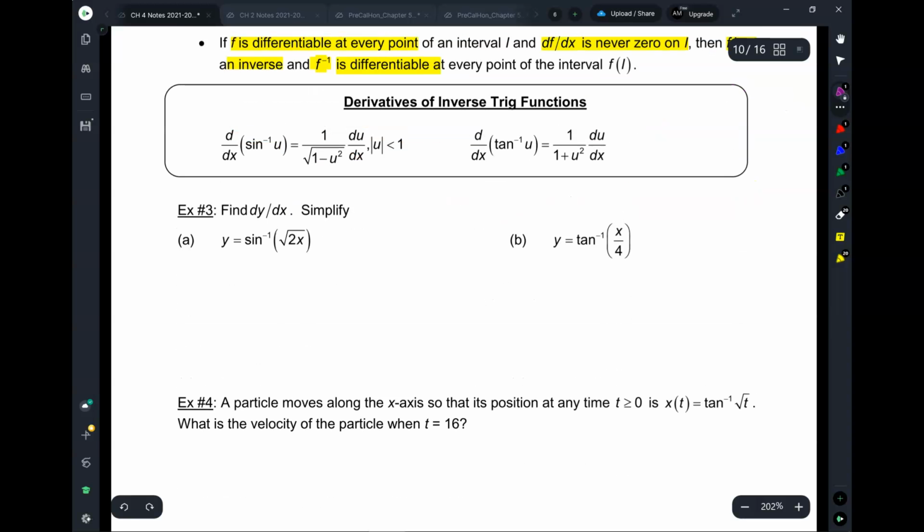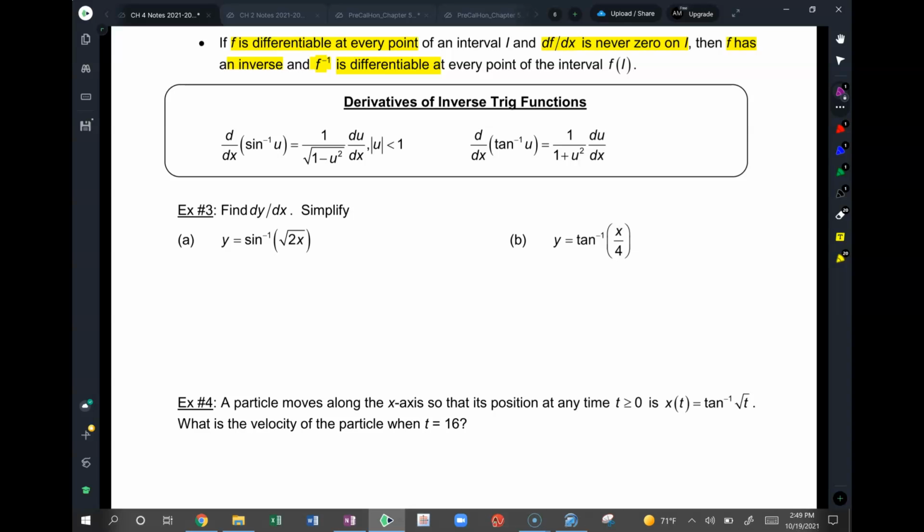Let's move on to inverse trig functions. Okay, so we know, all right, I'm moving. That wasn't your daughter. For that part it was.